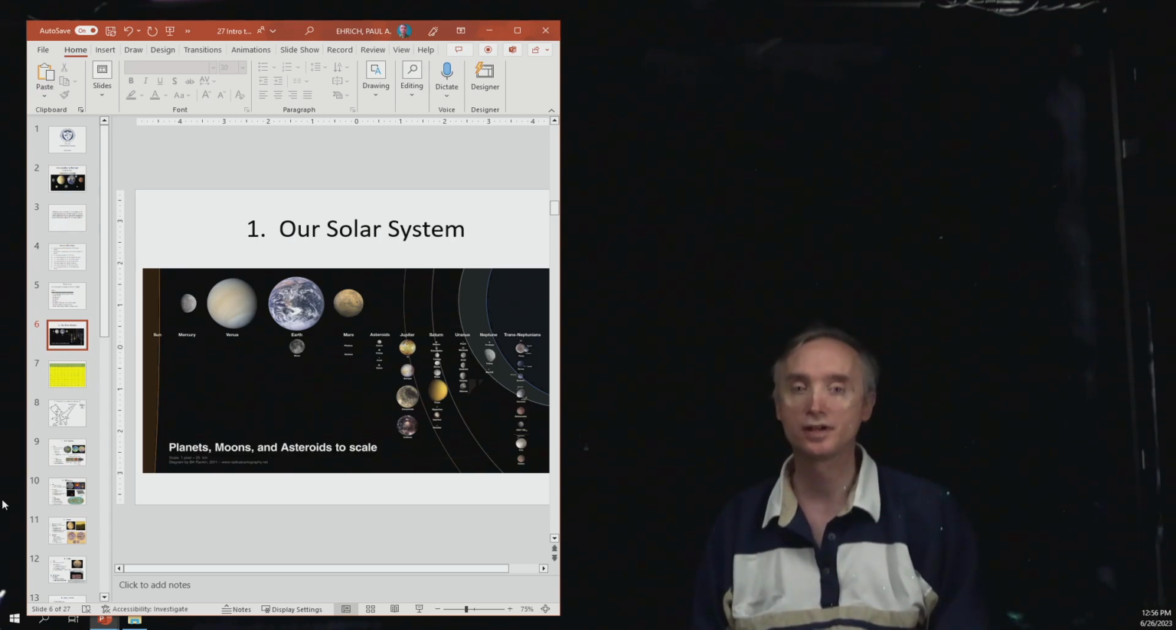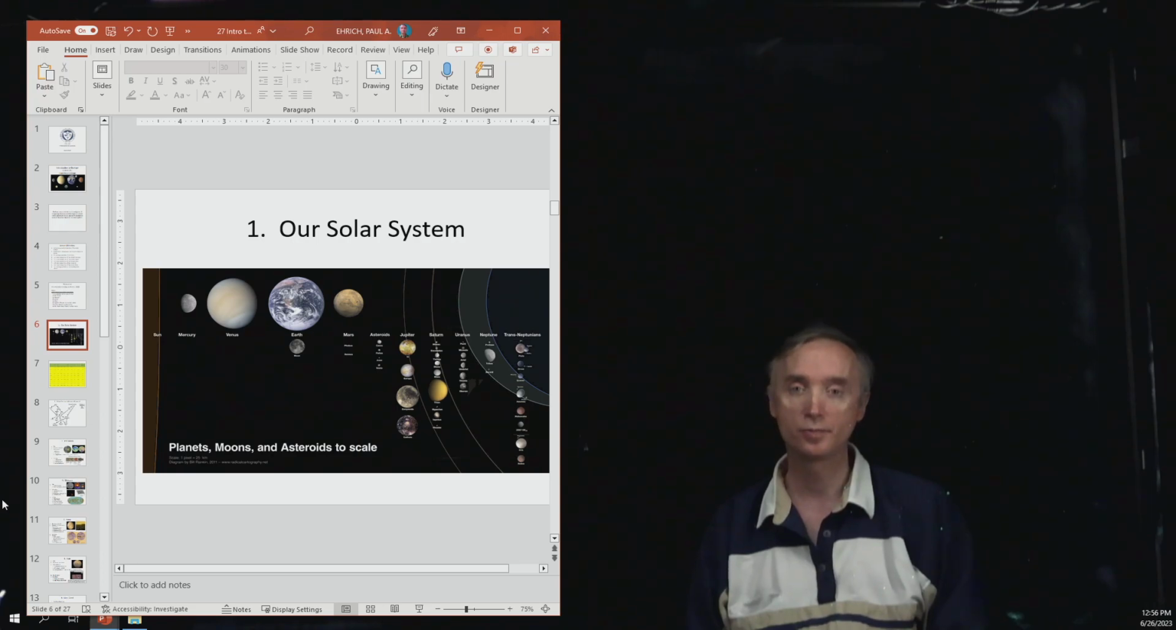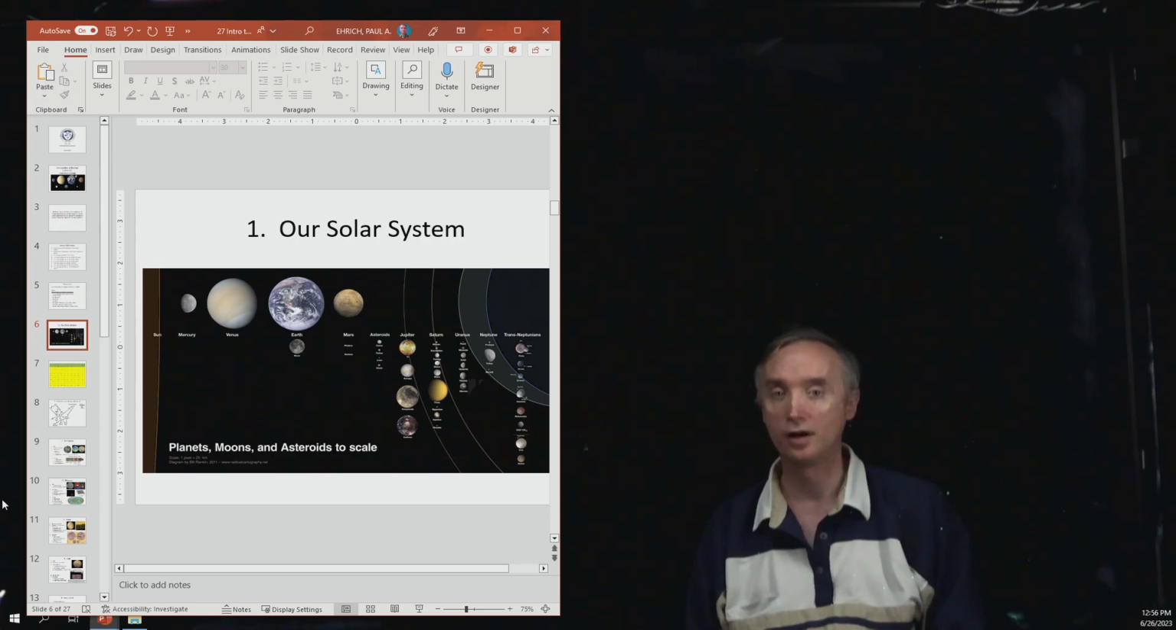Okay, so let's discuss some of the general properties of our solar system. This first picture shows all of the different planets in our solar system to scale. So you'll notice right off the bat that Earth and Venus are approximately the same size. And then you'll notice that Mars is about half the diameter of the Earth.